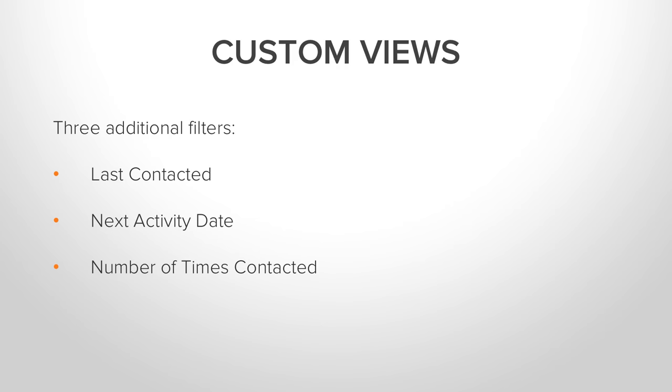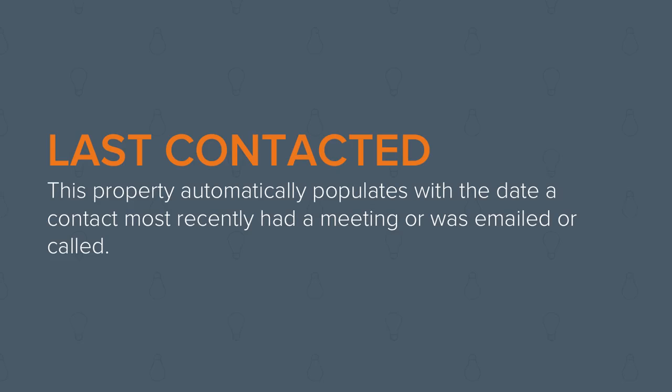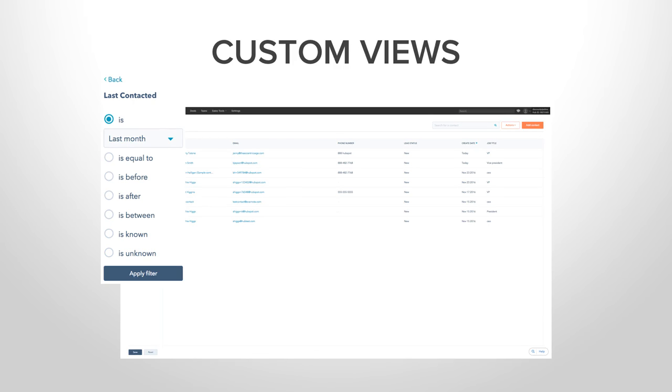There are three additional filters he's going to use to do this: last contacted, next activity date, and number of times contacted. Last contacted is a property that automatically populates with the date a contact most recently had a meeting or was emailed or called. This property can be filtered relative to a specific date, or it can be filtered using more dynamic options, such as last week or last month. Bob wants to follow up with people he hasn't interacted with this month, so he adds a filter for last contacted and sets it to last month.